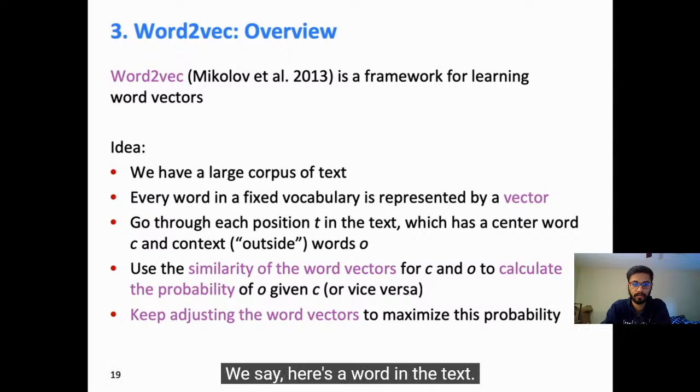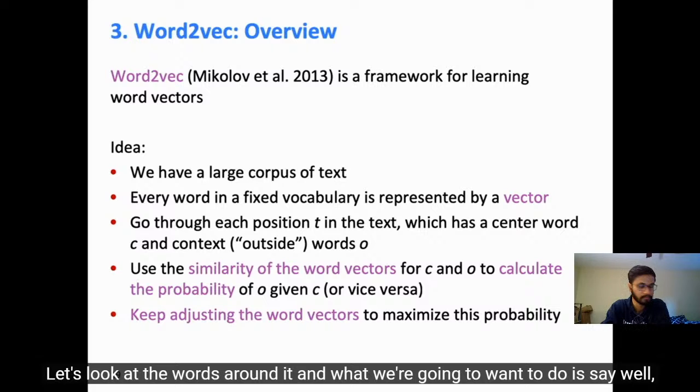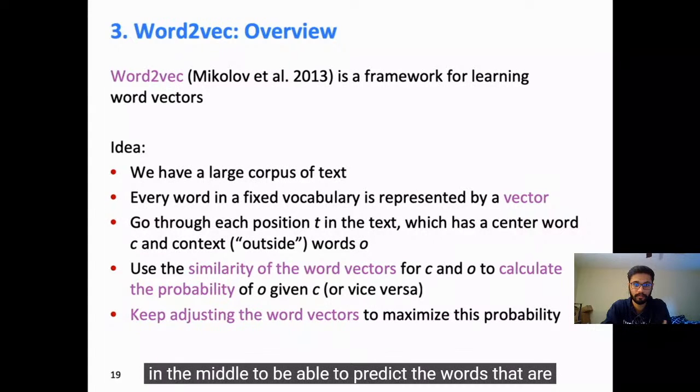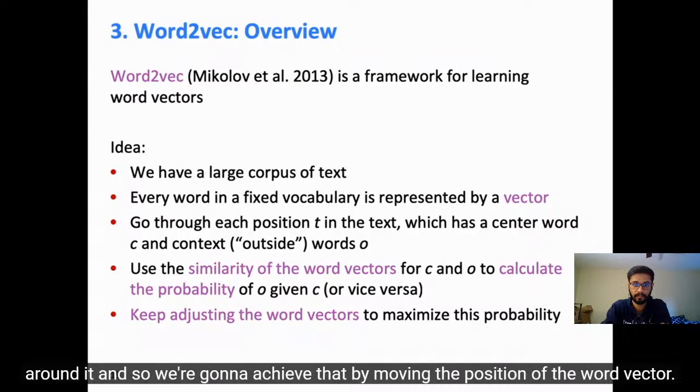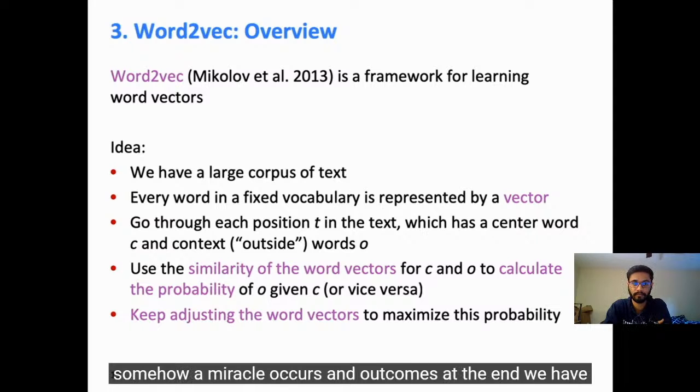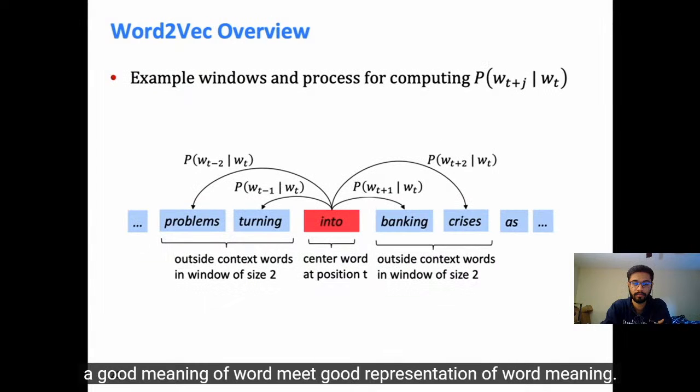We say, here's a word in the text. Let's look at the words around it. And what we're going to want to do is say, well, the meaning of a word is its context of use. So we want the representation of the word in the middle to be able to predict the words that are around it. And we're going to achieve that by moving the position of the word vector. And we just repeat that a billion times, and somehow a miracle occurs, and out comes at the end a word vector space that looks like the picture I showed, where it has a good representation of word meaning.